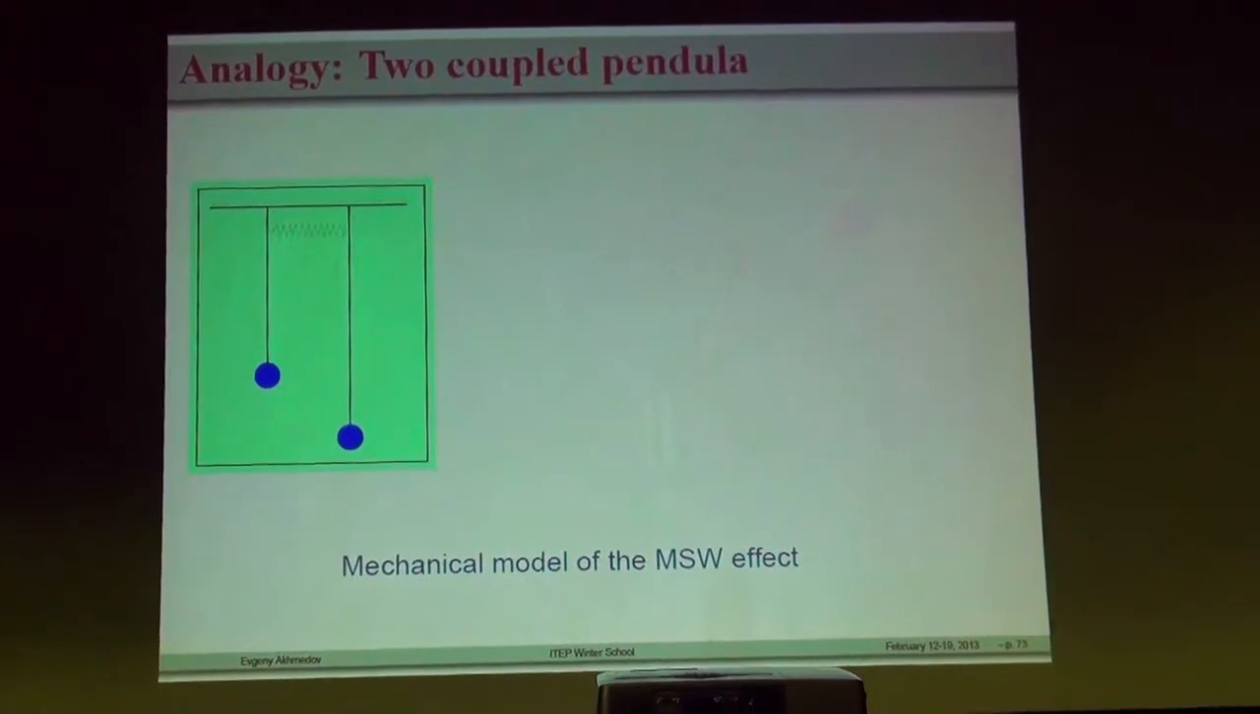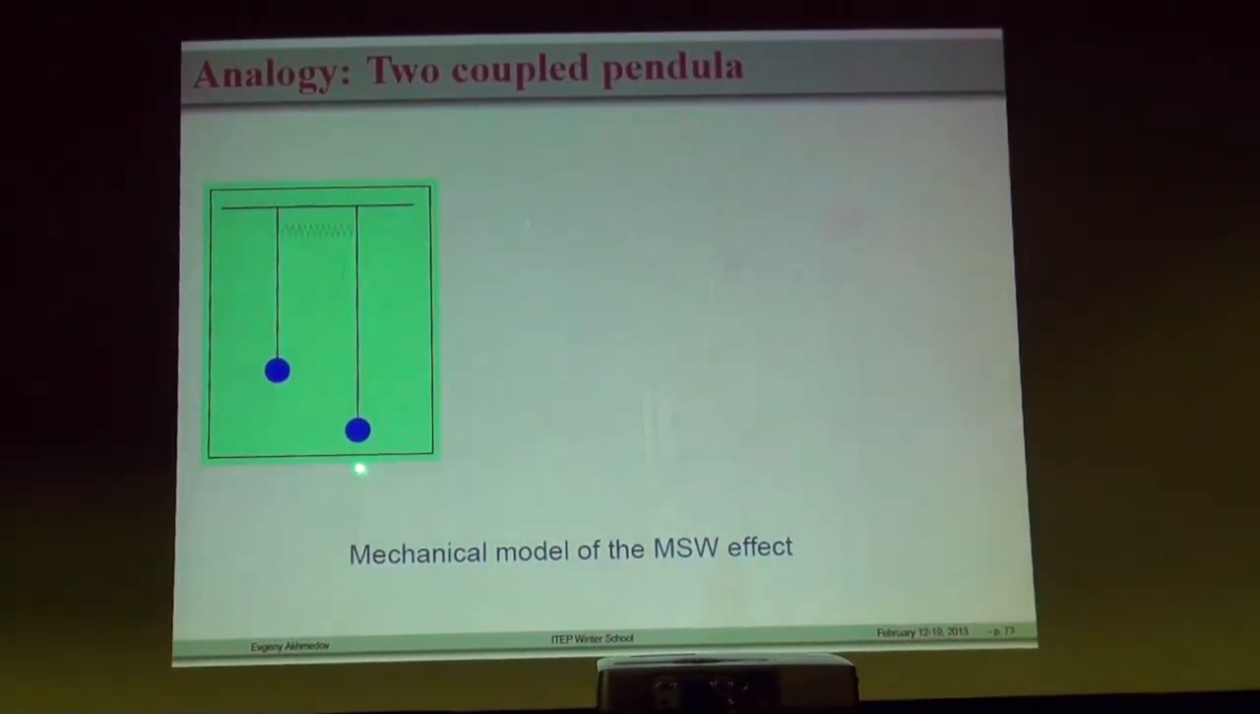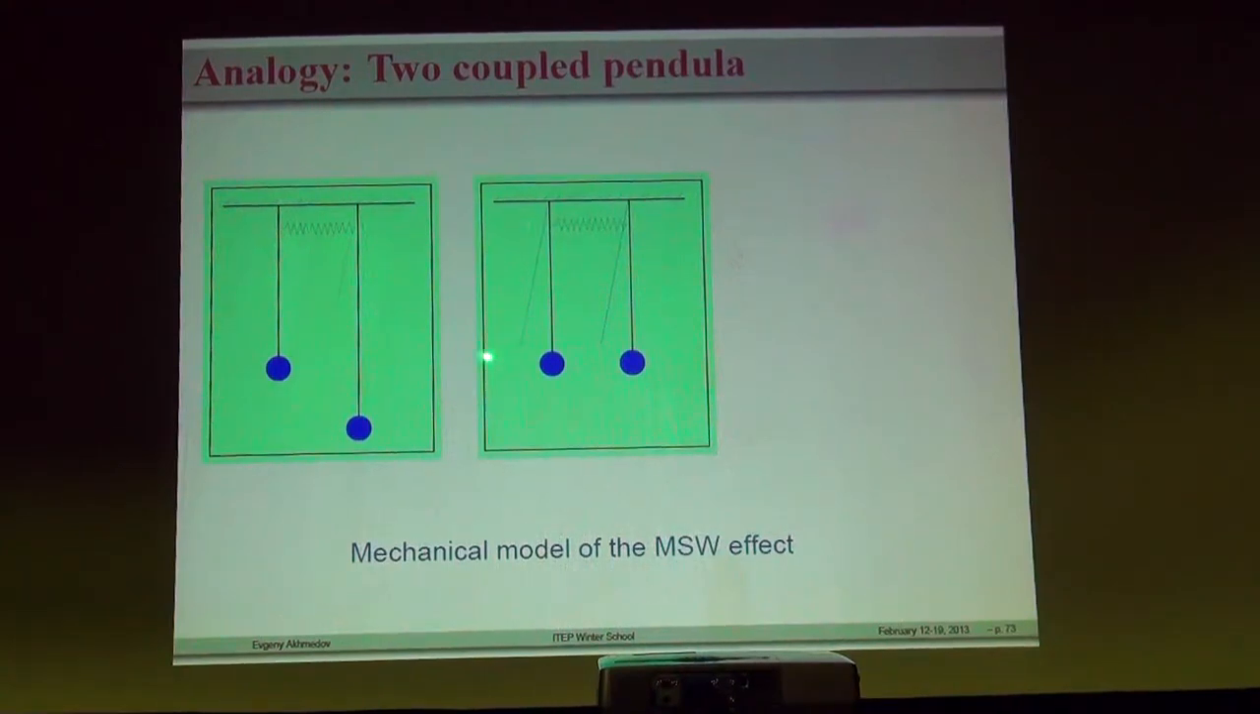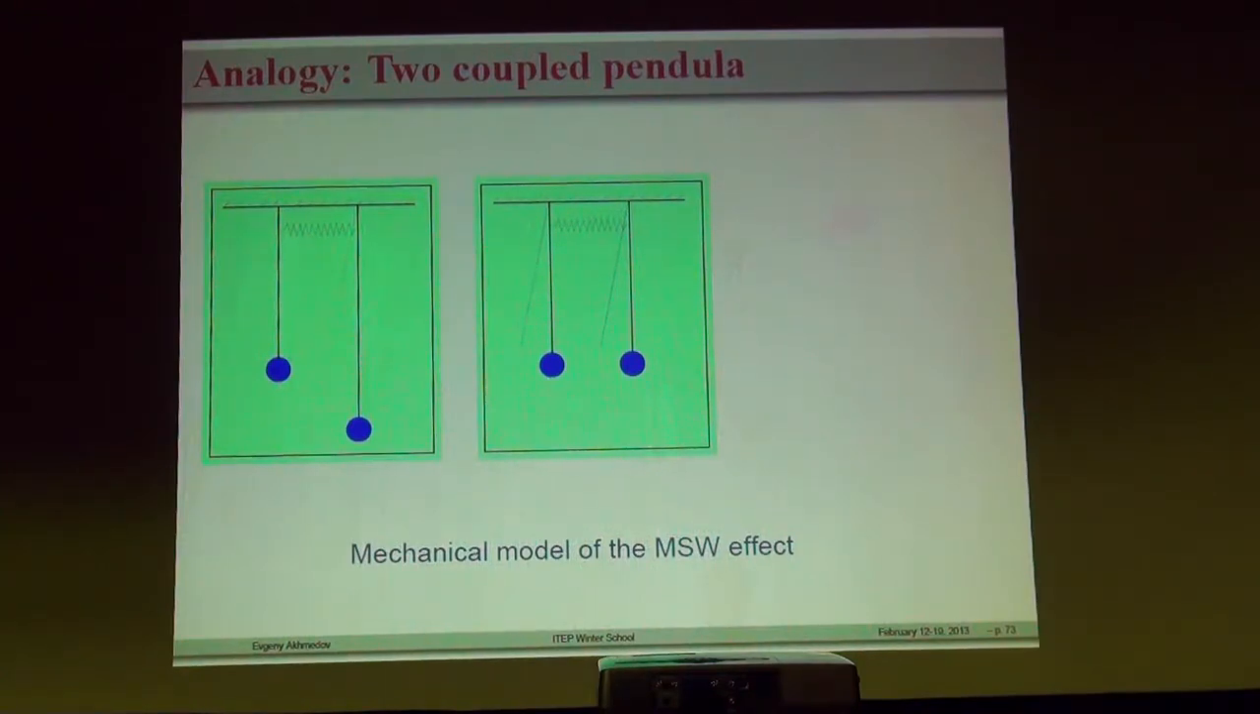However, when we decrease the length of this pendulum, at the time when the lengths are equal, they are at resonance, and the second pendulum starts oscillating with the same amplitude as the first one, as soon as the length of the second is equal to the length of the first. Then they have the same eigenfrequencies, and they oscillate with some amplitude.